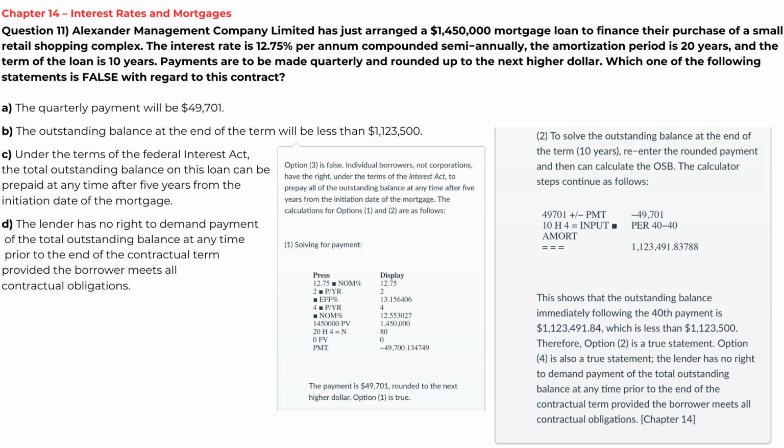Option 2, to solve for the outstanding balance at the end of the term of 10 years, enter the rounded payment and then calculate the outstanding balance, also known as OSB. The calculator steps continue as follows. 49,701 plus and minus sign PMT. 10 times 4 equals sign input shift amort. Calculator displays PER 40 to 40. Press the equal sign 3 times.